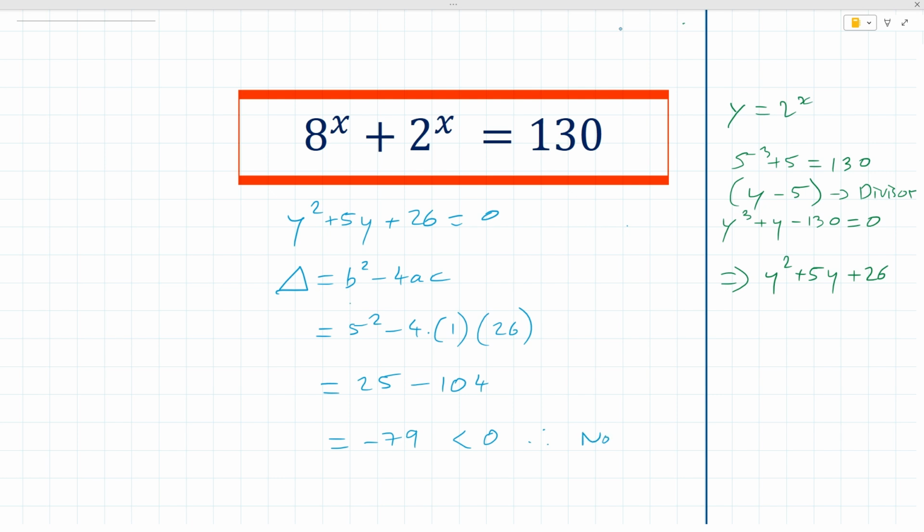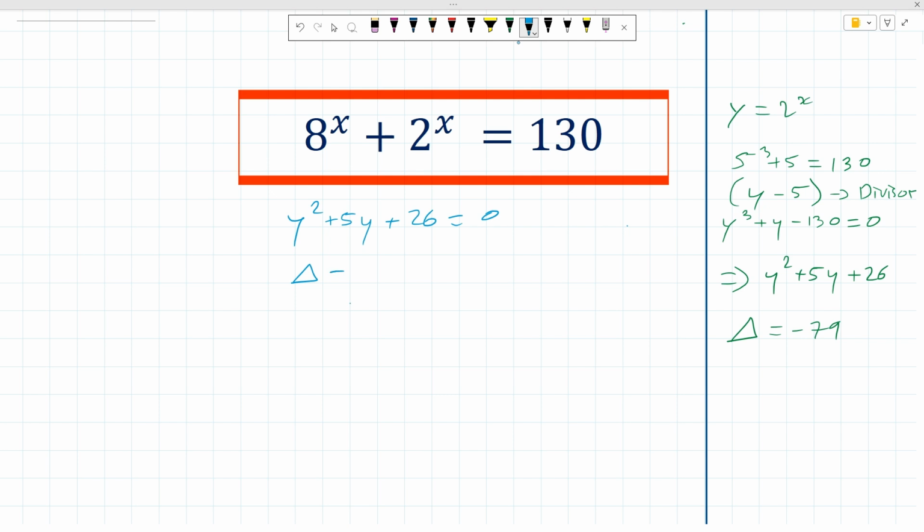Therefore, we have no solutions in the real numbers. So no solutions in the real numbers. Now, not to worry, when we have no solutions in the real numbers, we can look for solutions in the complex numbers. So I'm going to write our delta value here, which is negative 79. And to find our solutions in the complex numbers, we can say that delta is equal to 79i squared, knowing that i squared is equal to negative 1. So this will lead to the square root of delta becoming square root of 79 times i, and this leads to solutions in the complex numbers.